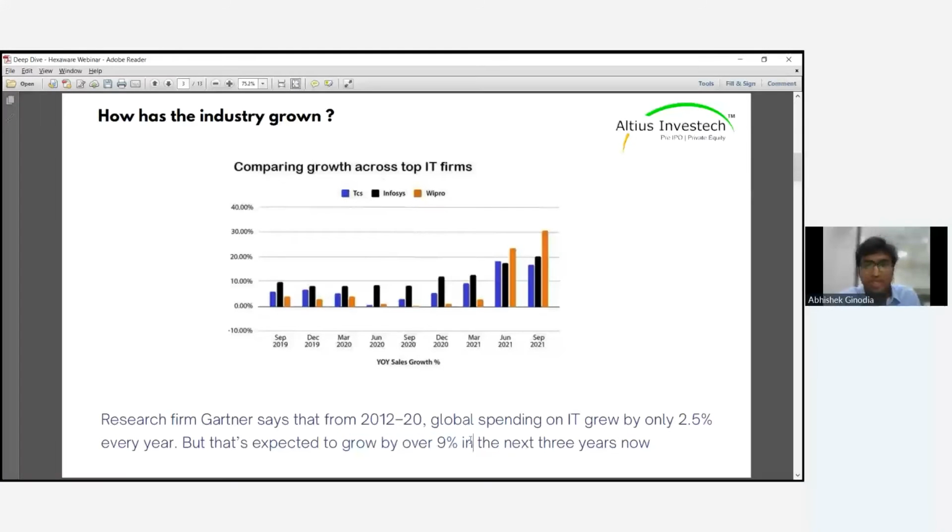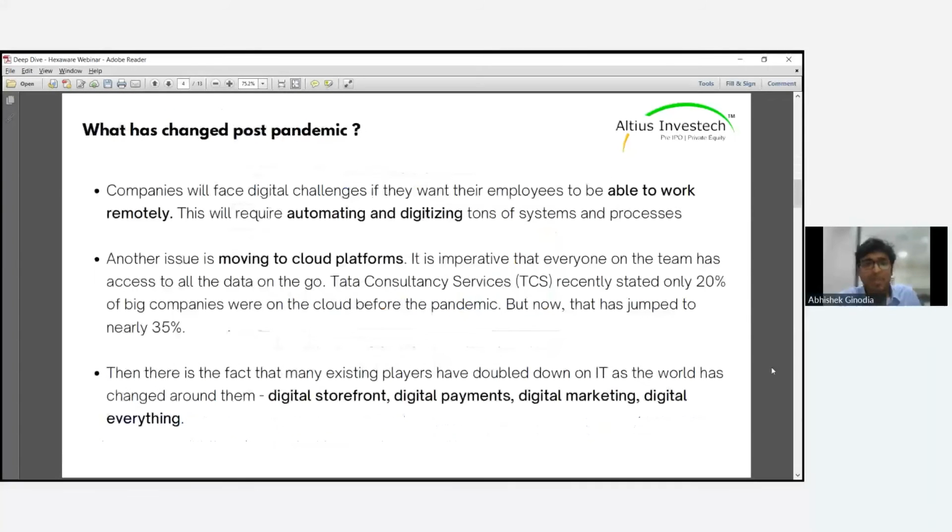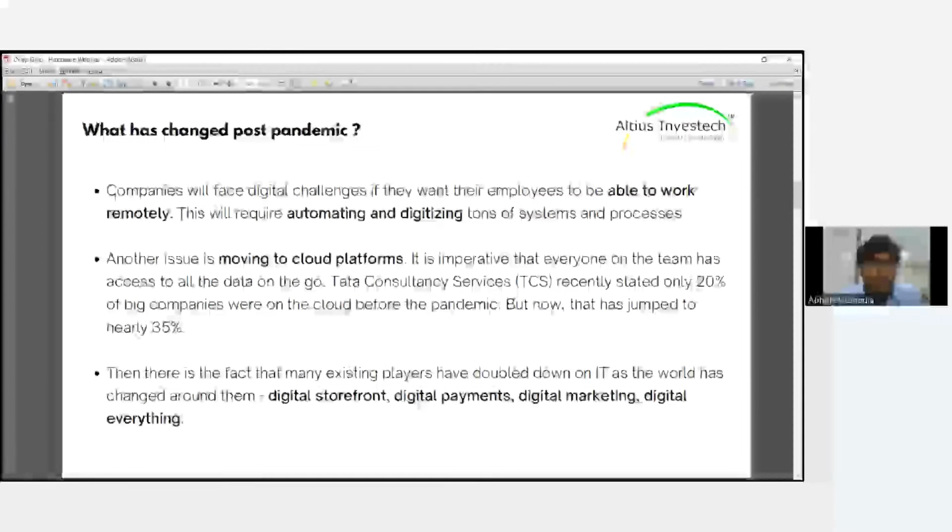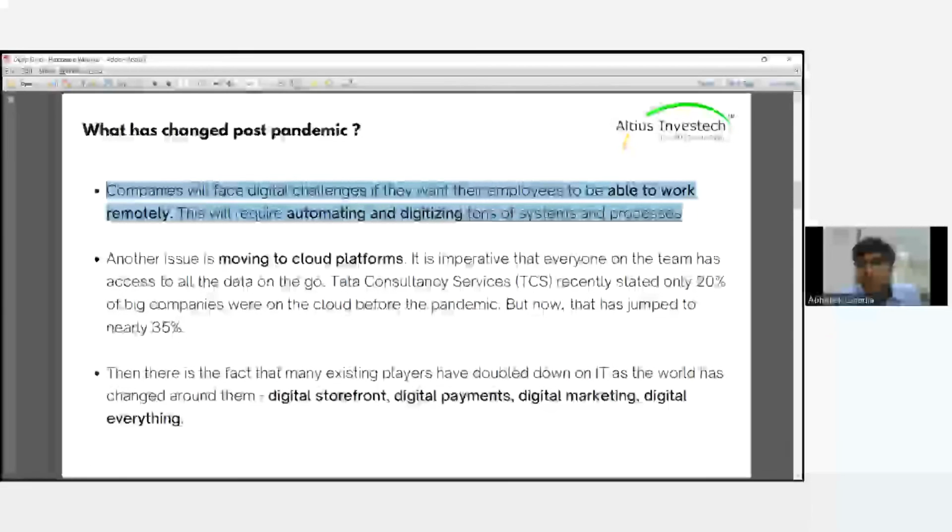So what we realized is there are three things which we narrowed it down to. The first one is the entire work from home scenario, right?